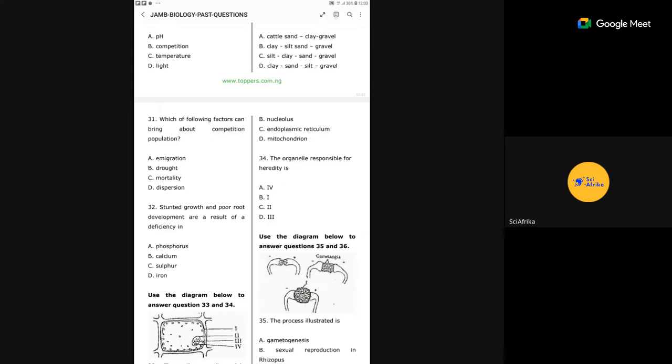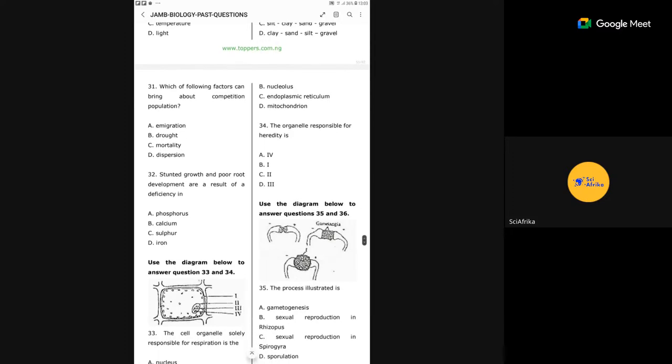Stunted growth and poor root development are a result of deficiency in what? We have phosphorus, we have calcium, we have sulfur, and we have iron. Which of these causes stunted growth? The answer is phosphorus. Phosphorus is a macronutrient. It's a very important nutrient in plants, a macro element which is needed in high amounts by plants. So the answer is phosphorus.